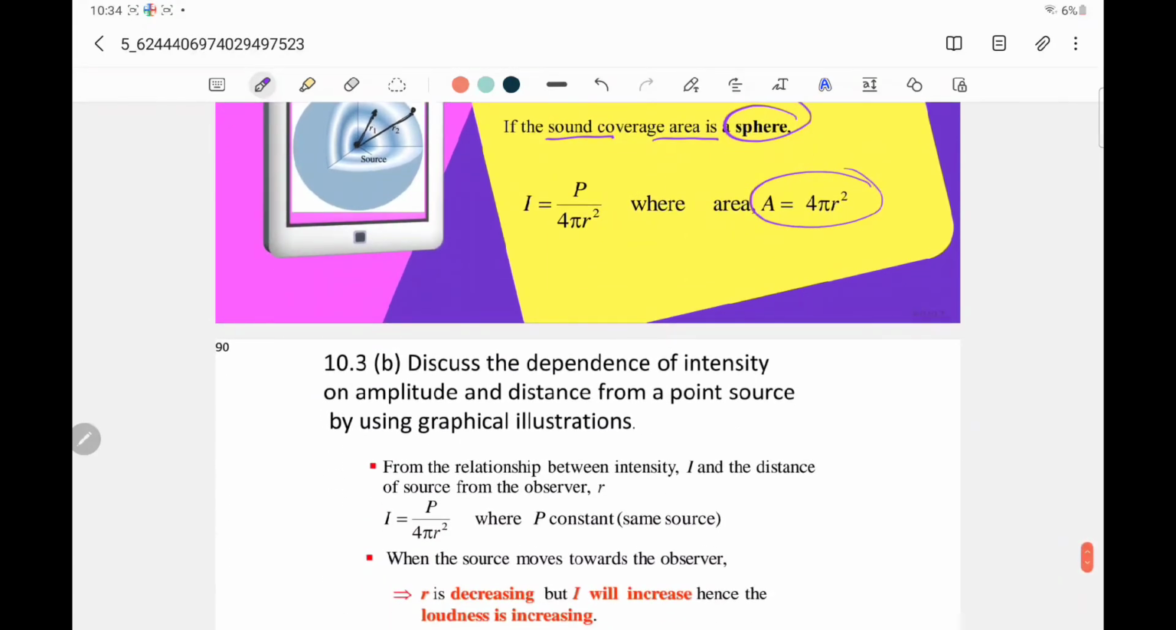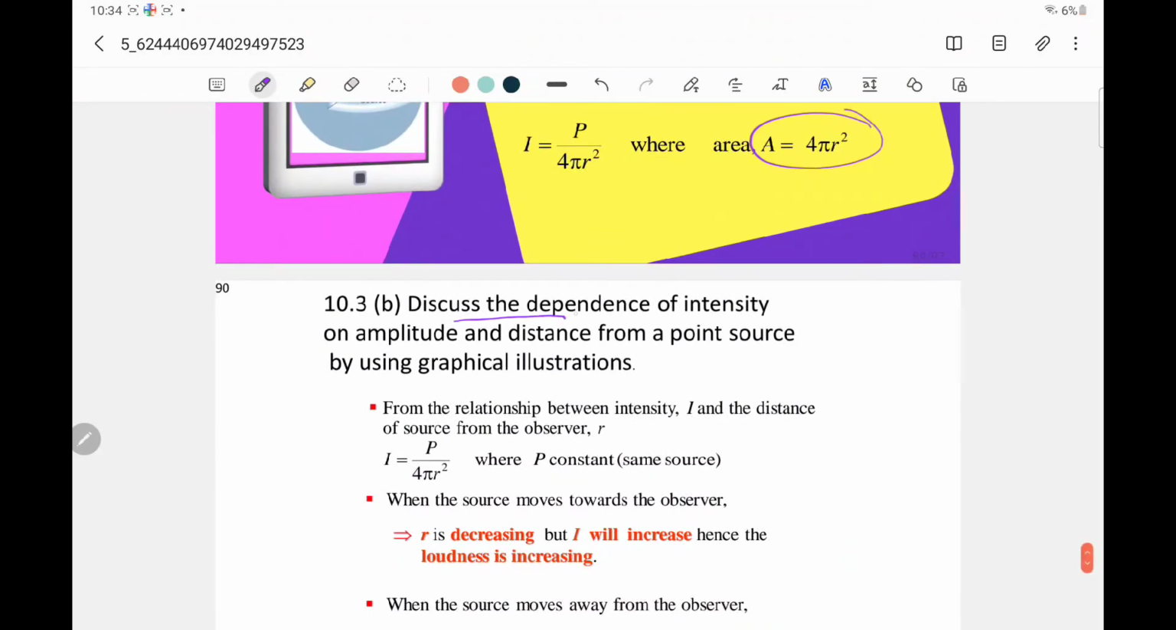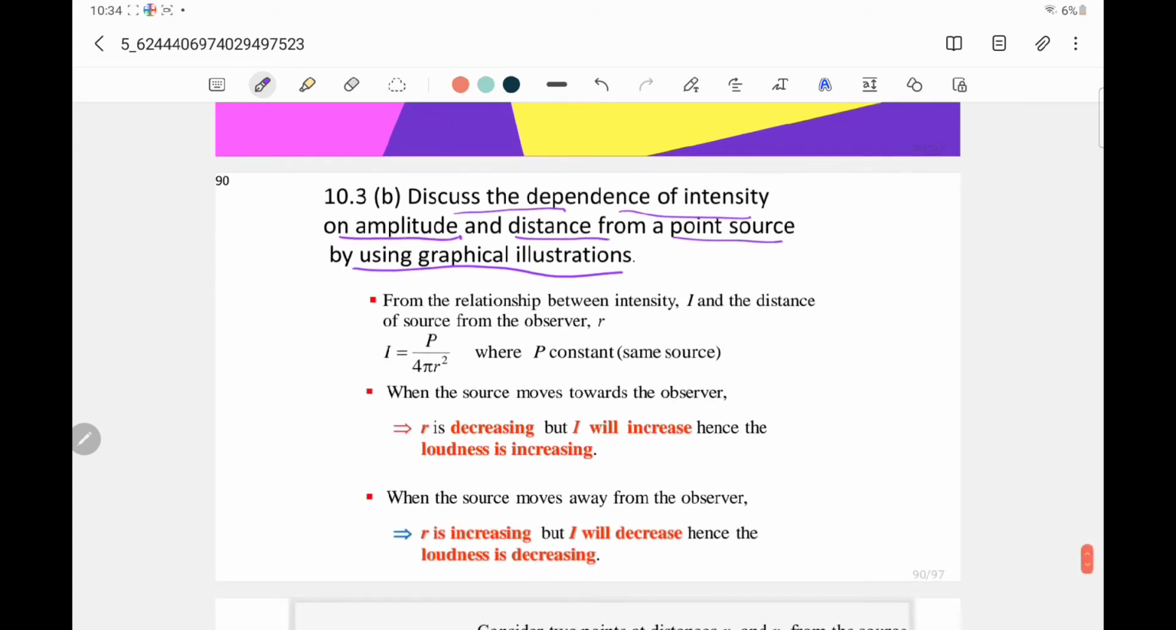Alright, so we have 10.3b, to discuss the dependence of intensity on amplitude and distance from the point source by using graphical illustration. From the relationship between intensity and distance from the observer, I equals power over area. When the source moves towards the observer, so this is the observer, this is the source, R will be decreasing.